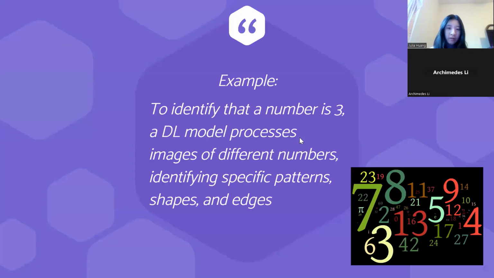One example of how deep learning is used: if given a lot of numbers, to identify that a number is 3, a deep learning model processes images of different numbers from 1 to 10, and then identifies the patterns, shapes and edges of each number. For example, they memorize that 3 looks like that, 7 looks like that. And then from a lot of training, they can identify what number is what.